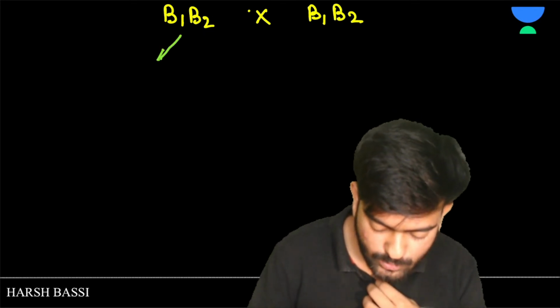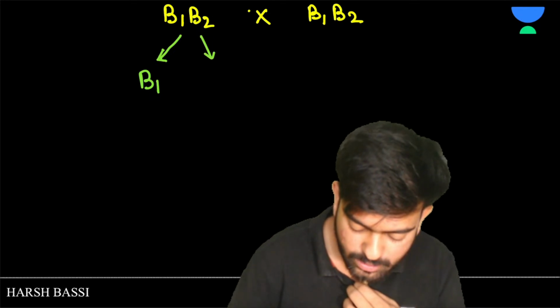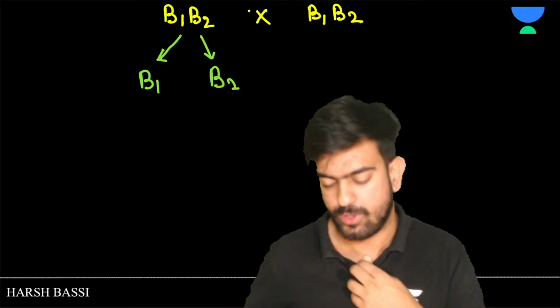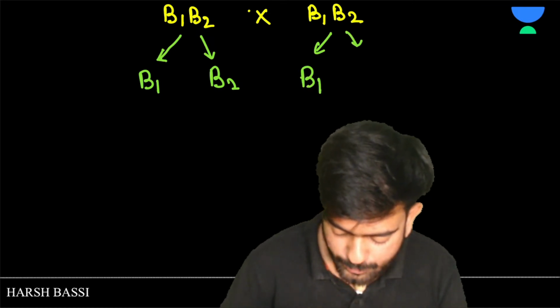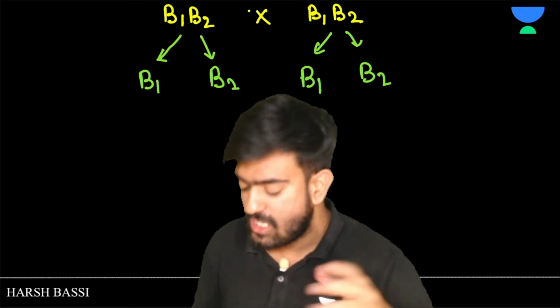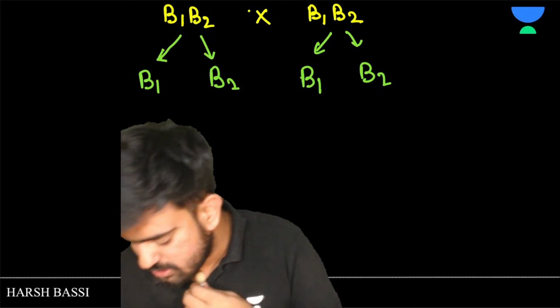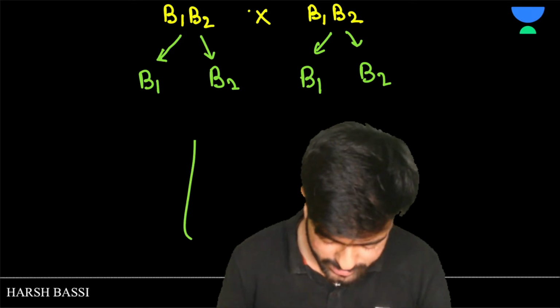This one is going to give you one gamete, which is B1, and the other gamete you are going to get will be B2. Similarly, here also you are going to get B1 and B2. Now, to make the gametes, the best thing to avoid mistakes is to make the Punnett square. So, let us make the Punnett square here.